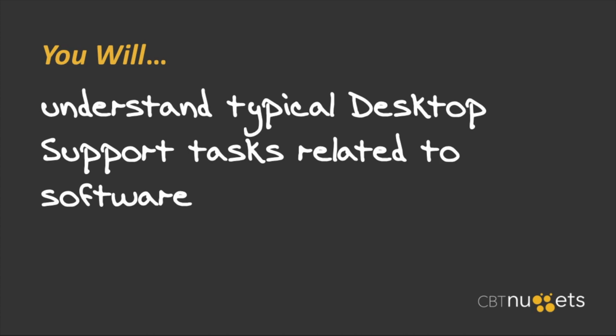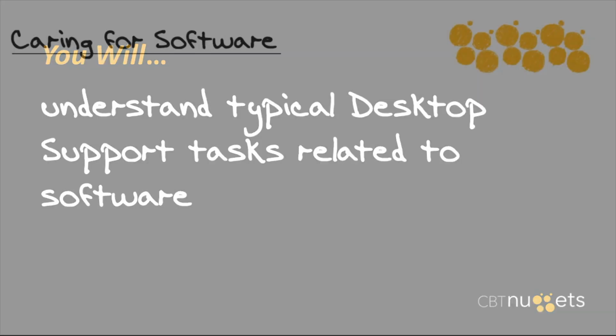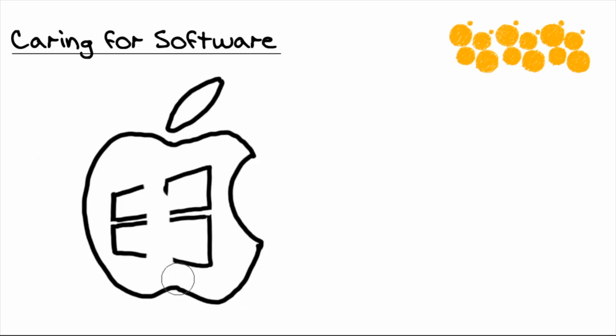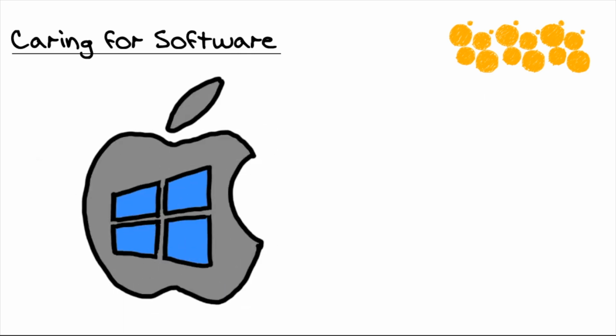By the time you're done with this nugget, you will understand and have an appreciation for the importance of typical desktop support tasks that are going to be related to caring for the important software of the organization. Notice I said important, because we both know not all software is going to be created equal. One of the most critical pieces of software in your enterprise is the desktop itself, what many of your end users are going to think of as their desktop. We are referring, of course, to the operating system.